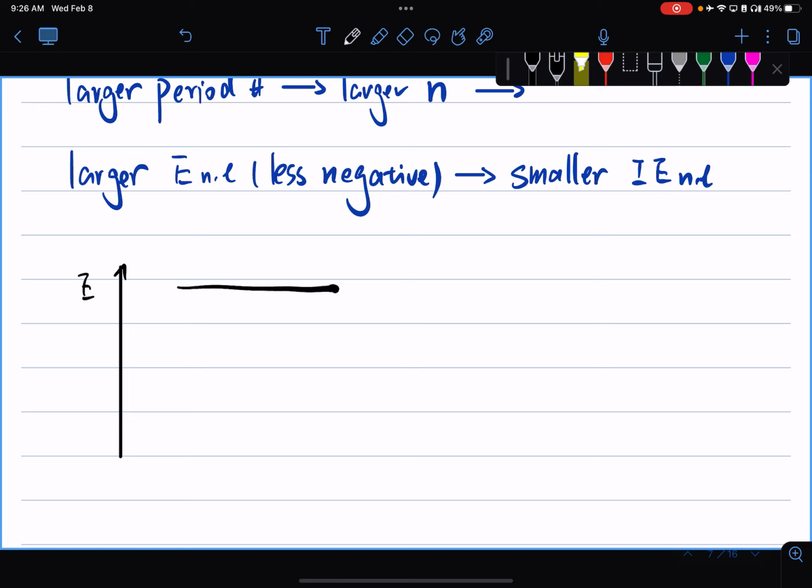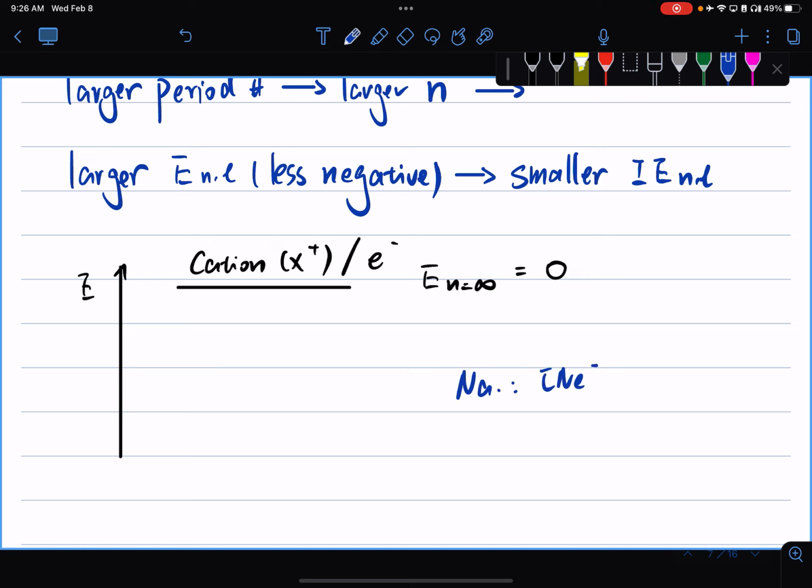And here, when it's infinitely apart, we have the cation, or X plus, and a free electron. At that infinitely apart point, my energy reference point is always 0 for both of them. But for sodium, that's neon 3s1, where for lithium, that's helium 2s1.